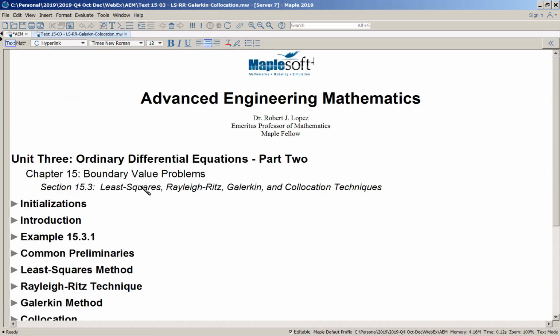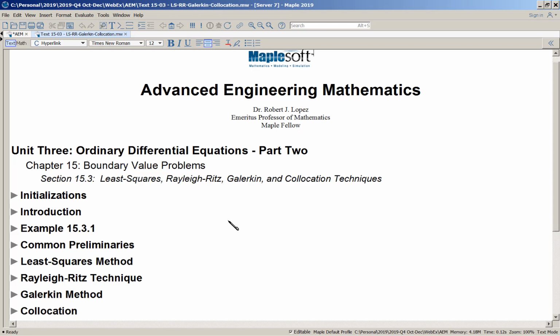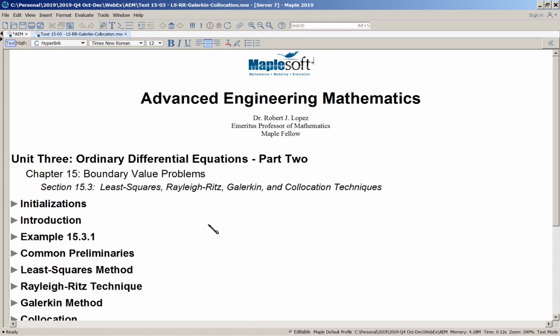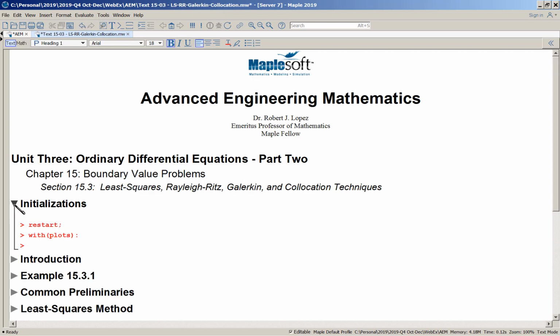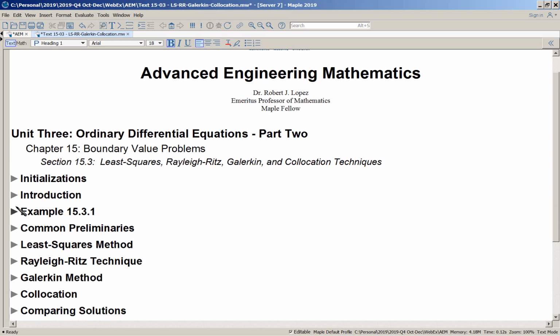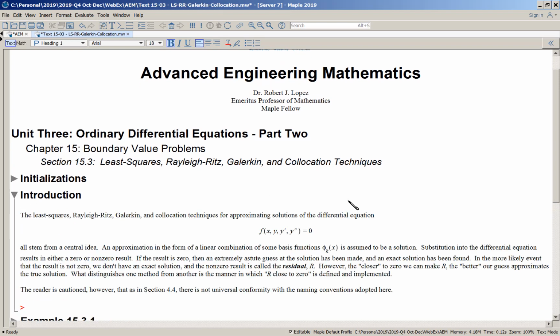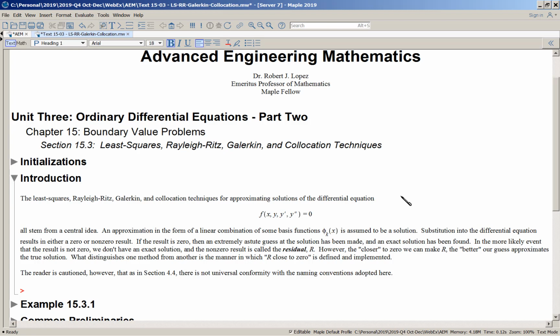Now, this is what one of the worksheets from the ebook looks like. It has not been altered in any way. So there is an initialization section, whatever packages need to be installed, and then there is text taken from the print version of the book, and it's placed where necessary within the worksheet.